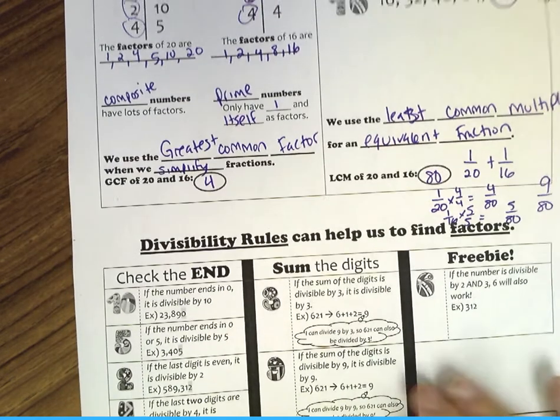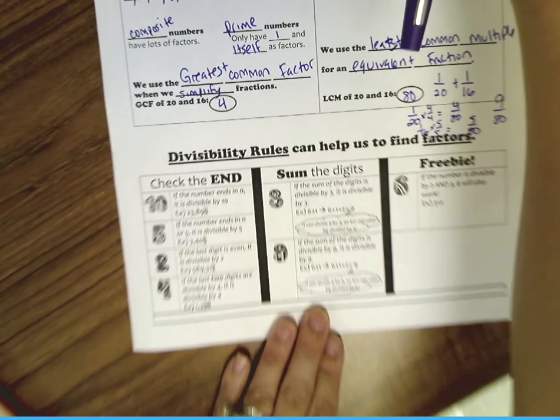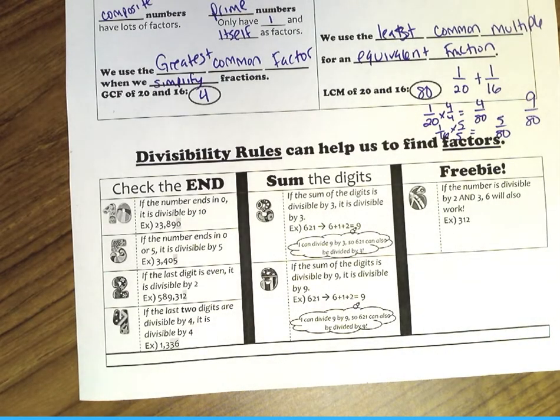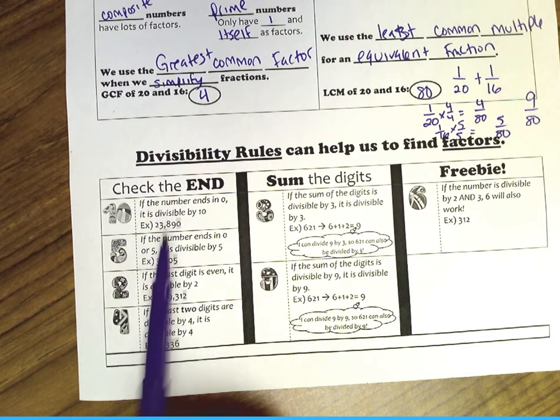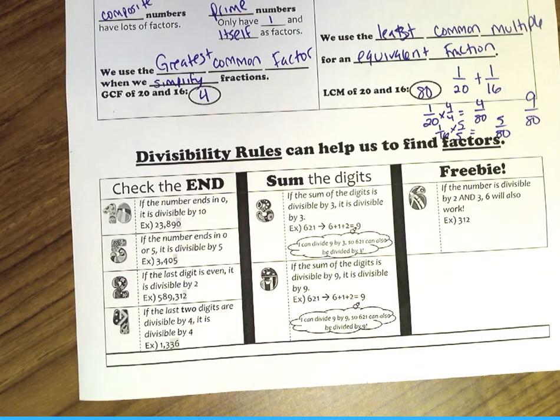On the bottom, here are our divisibility rules. I love divisibility rules. They help you find factors. So if you have a big number, you can figure out what goes into it evenly. This is great for division as well. So for example here, 23,890. It ends in 0, so it is divisible by 10. Any number that ends in 0 is divisible by 10.